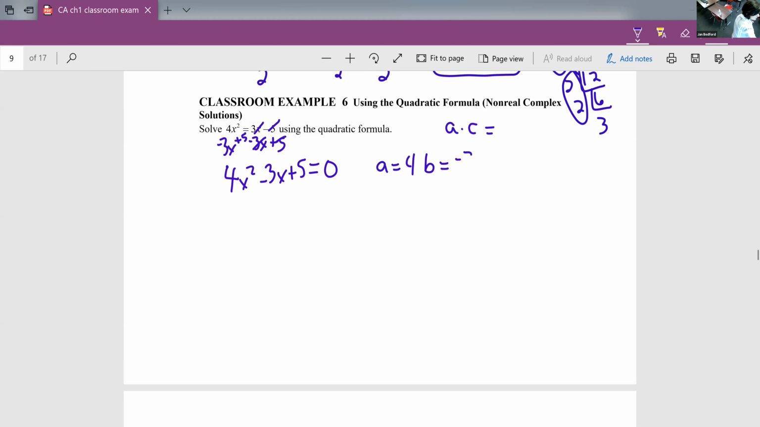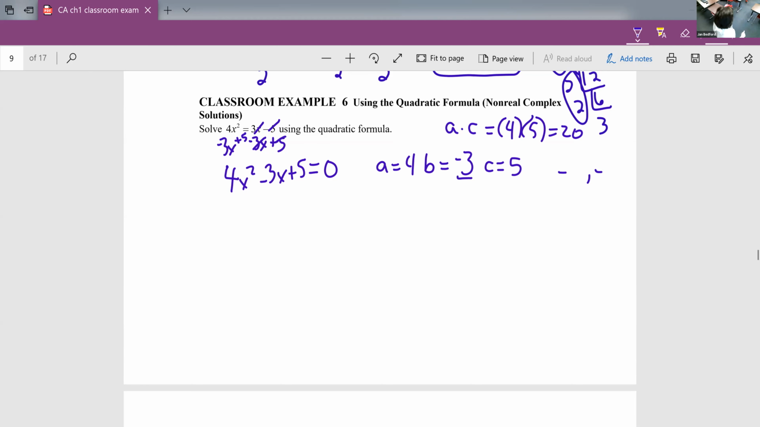-3. What's C? Positive 5. So if I do A times C, that's 4 times 5, which is 20, which tells me, what about my signs? They're the same. They're either both positive or both negative. Since B is -3, what does that tell me? Both signs would have to be what? Negative.